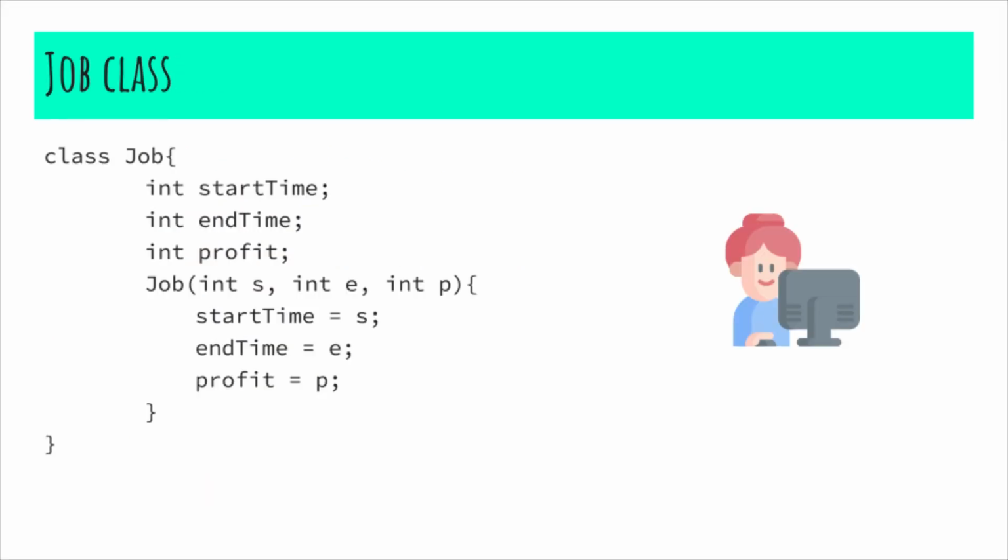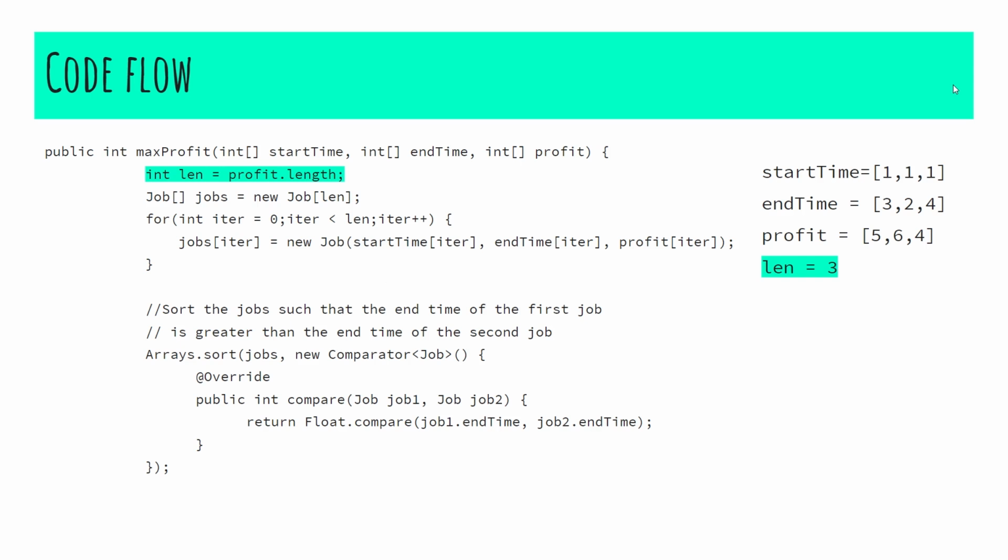I have created a class named job which can store the start time, end time and the profit of the job. For my code flow, I have considered another instance where my start time array would consist of 1, 1, 1 and my end time array would consist of 3, 2 and 4 and the profit would be 5, 6 and 4. At first, I'm going to create a variable called length and I'm going to initialize it to the length of my profit array, which is nothing but 3.